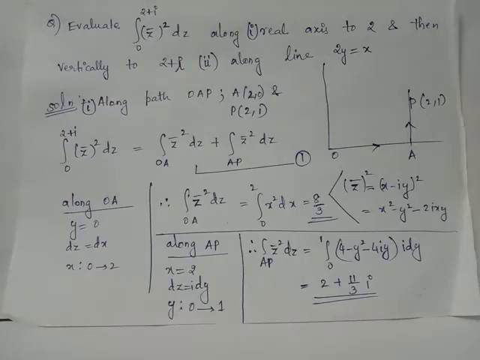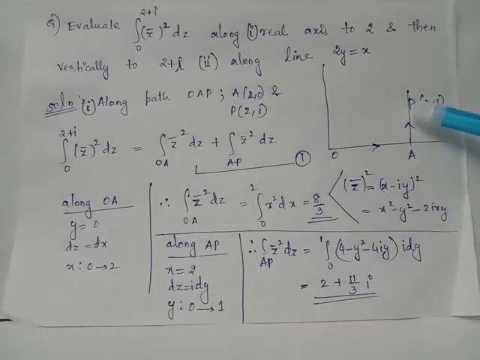Evaluate the integral from 0 to 2 plus i of z bar the whole square dz along the real axis to 2 and then vertically to 2 plus i. Also evaluate it along another path, the line 2y equals x. First let's examine the first path, that is along the real axis up to 2, and from 2 vertically upwards to the point 2 plus i.